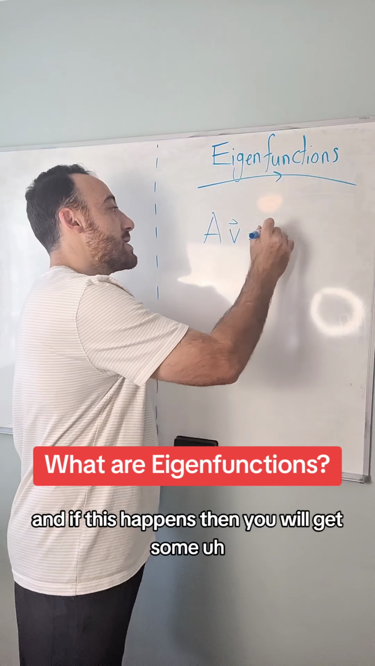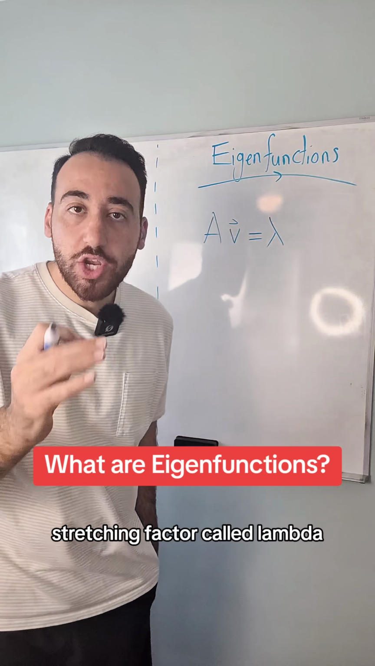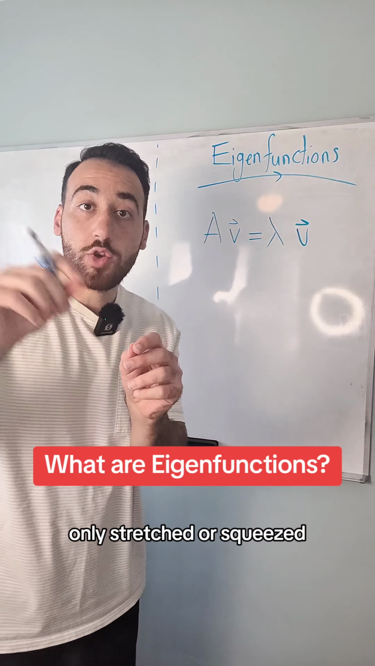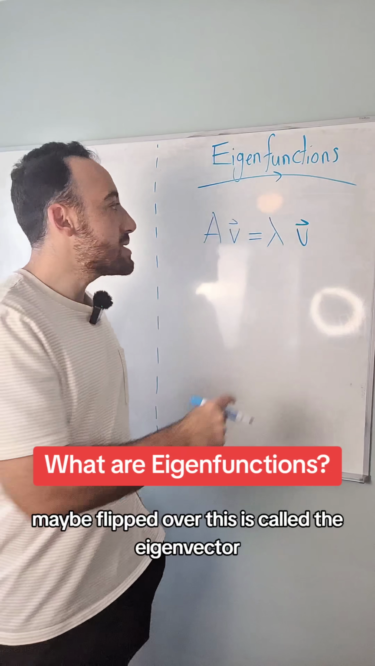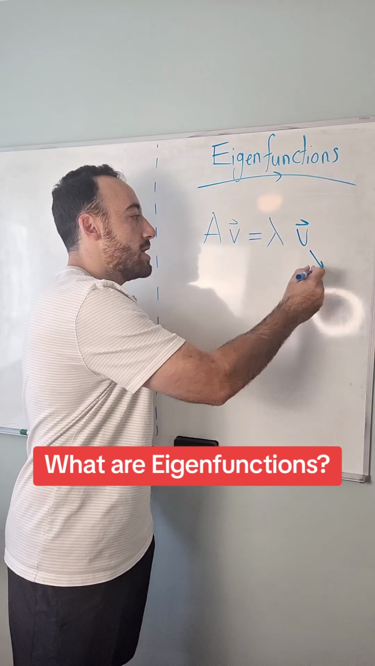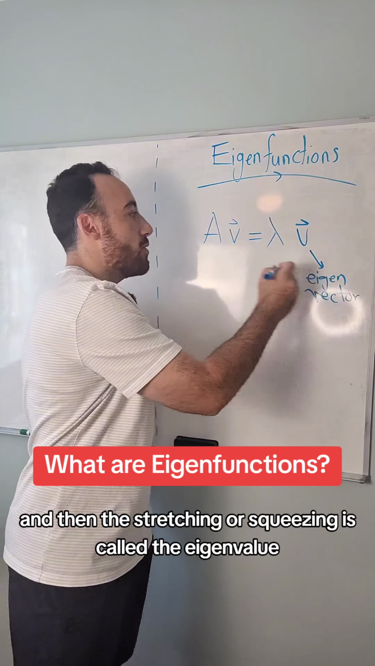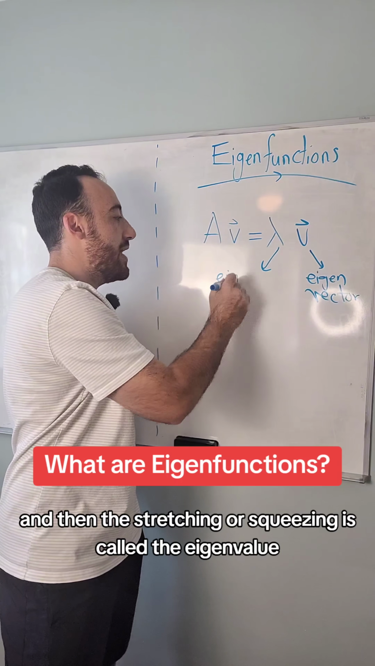And if this happens, then you will get some stretching factor called lambda, and you will get back the same vector, only stretched or squeezed, maybe flipped over. This is called the eigenvector. And then the stretching or squeezing is called the eigenvalue.